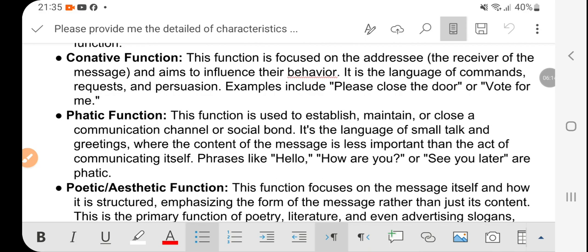Conative function means our focus is on the addressee, whom we are addressing. So our focus is on you. If I am telling you bring me a glass of water, if I am requesting you please close the door, if I am saying to you not to go there, don't touch it, then you will do it. So that comes under conative function.